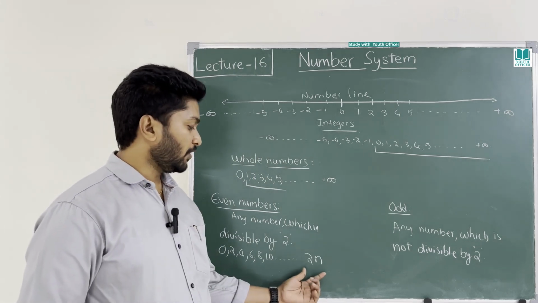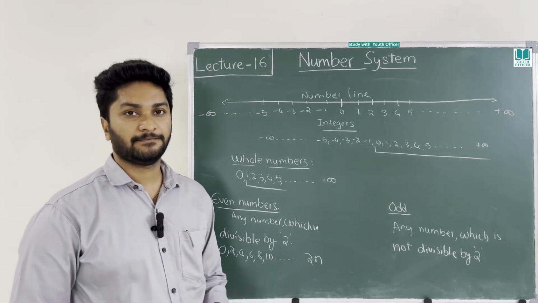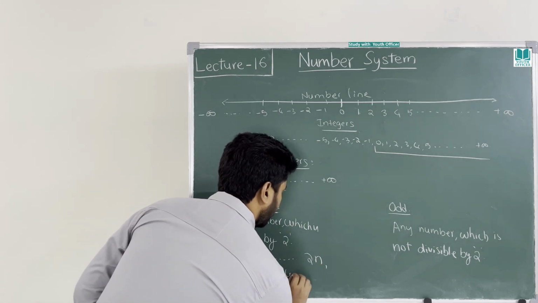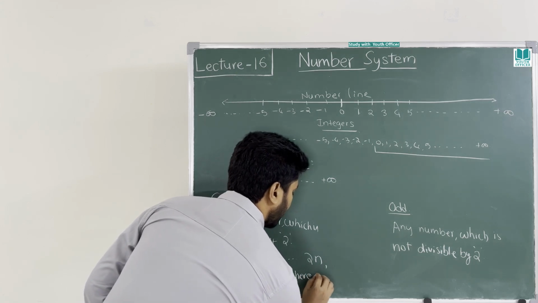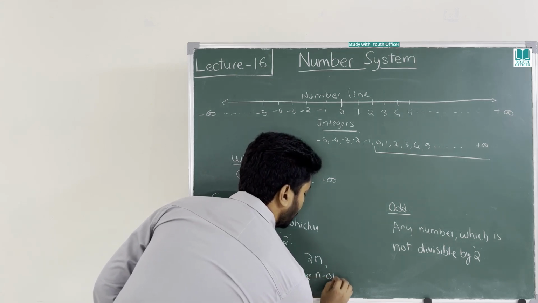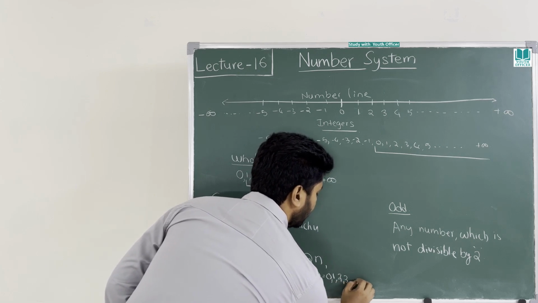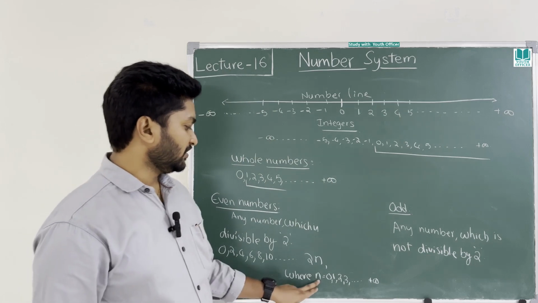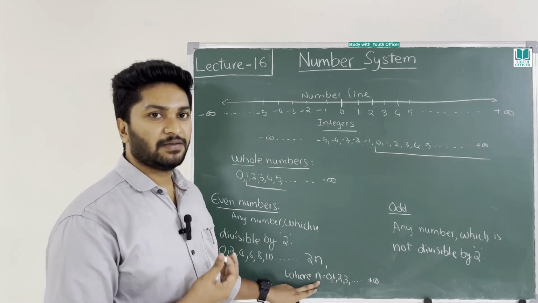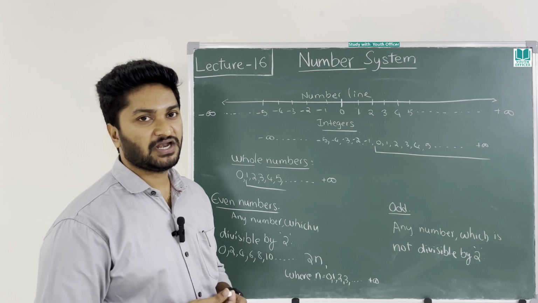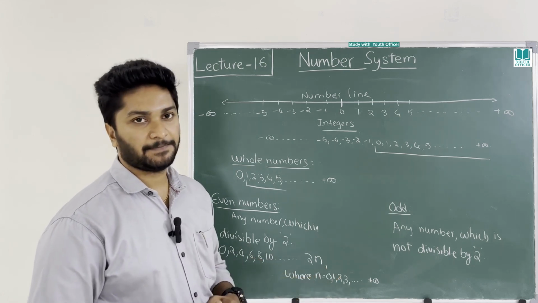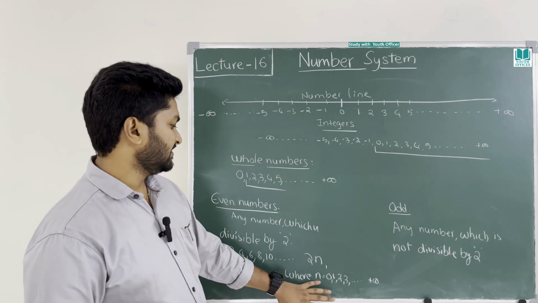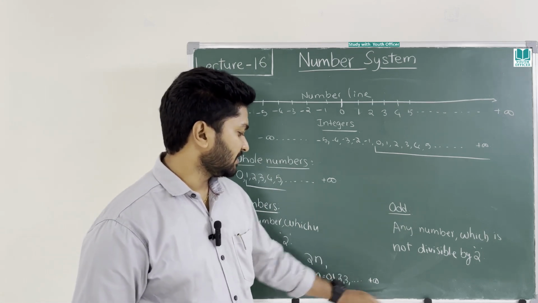Please make a proper note of this 2n, where n is equal to 0, 1, 2, 3 up to plus infinity. Usually natural numbers are represented by n, but this n is different. That is a capital N. This is a small n. This n means all these numbers are whole numbers.